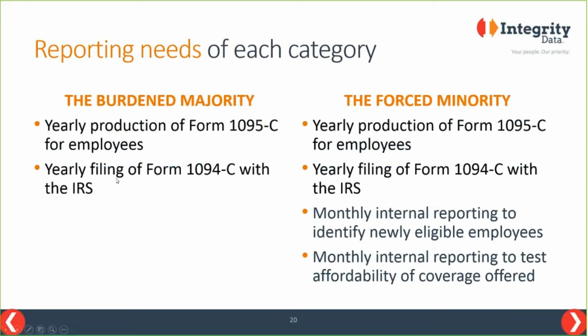The burden majority is already doing what they need to do. They just need to report on it. The forced minority needs to make sure that they're not missing anybody that's part-time but is averaging more than 130 hours per month, becoming eligible and potentially needing to be offered coverage.